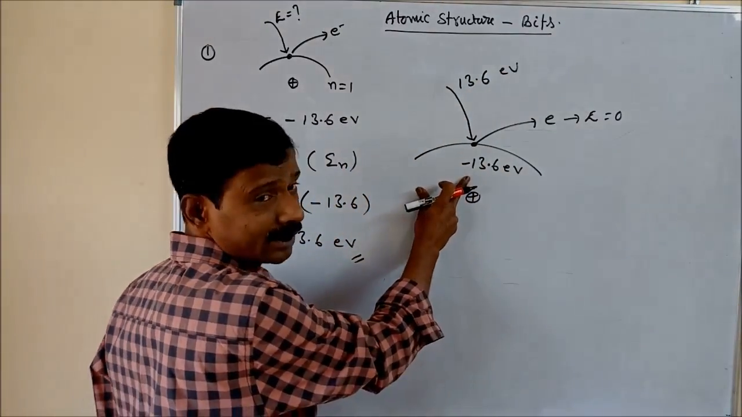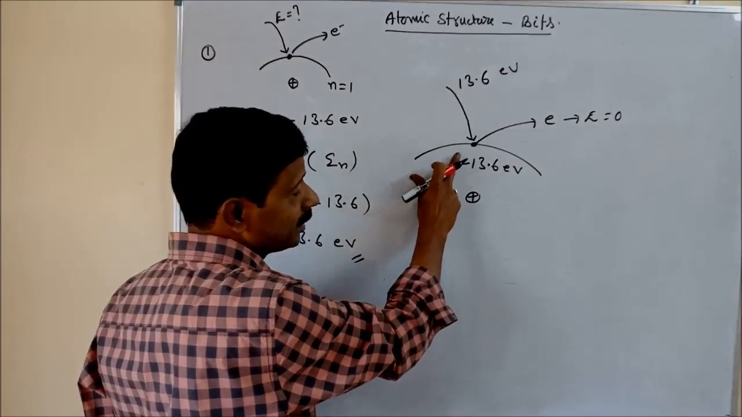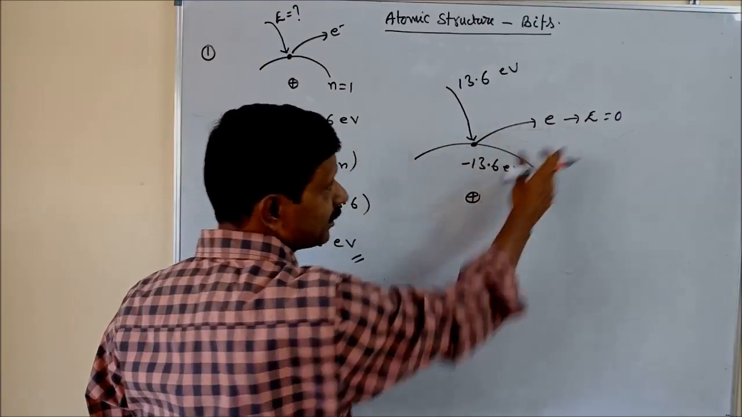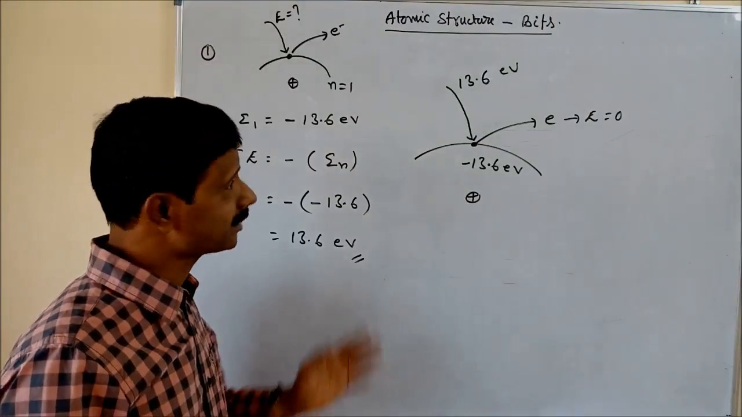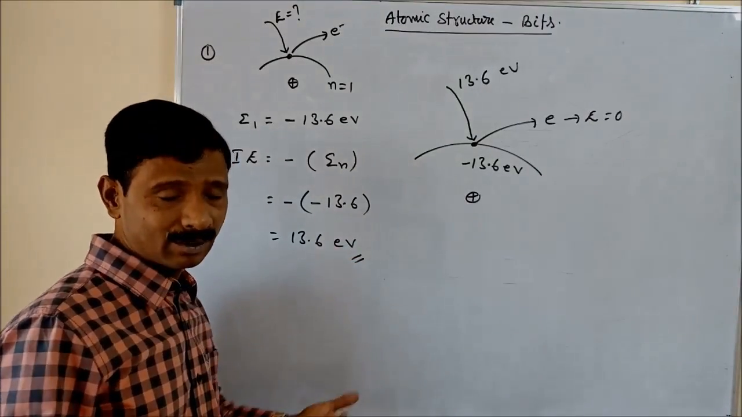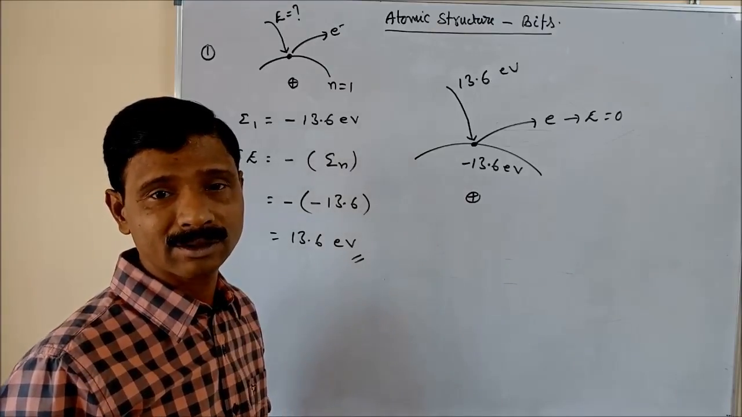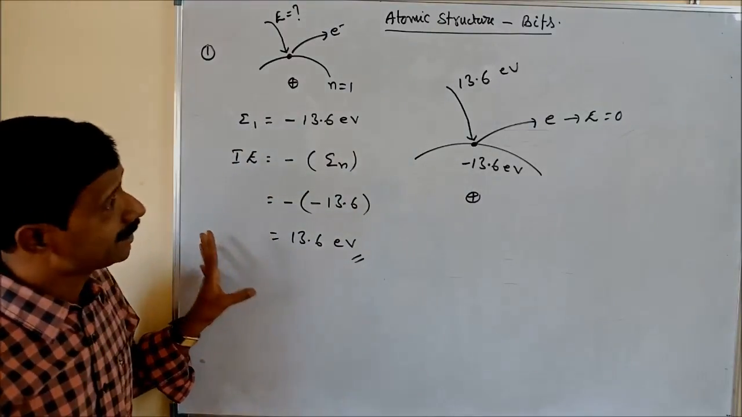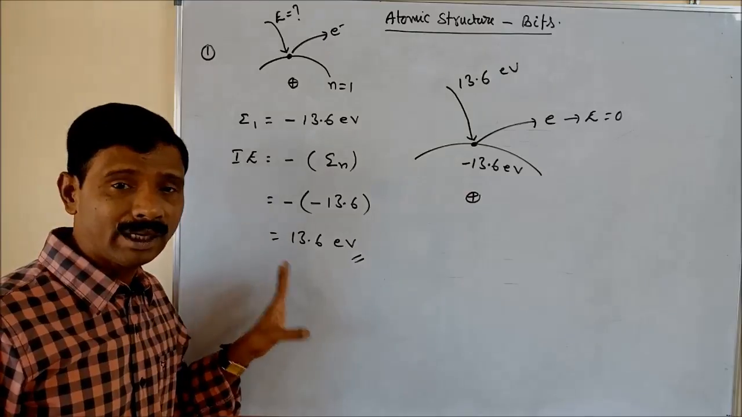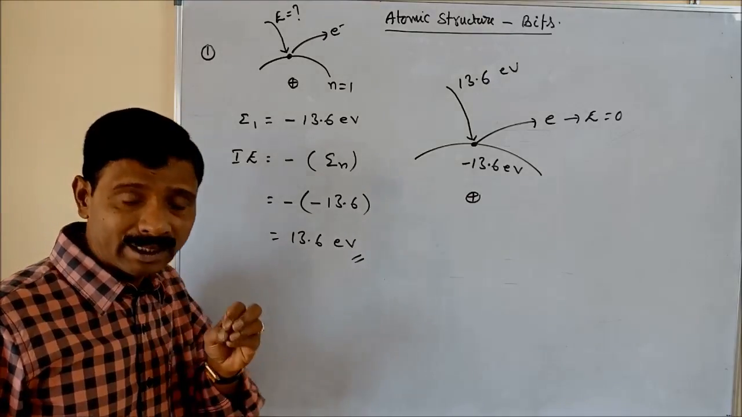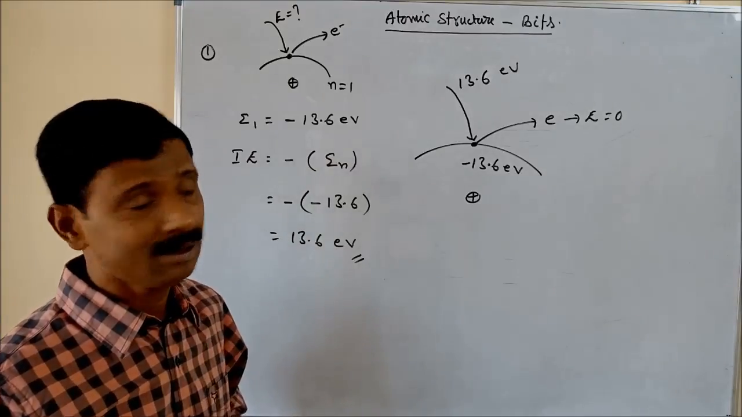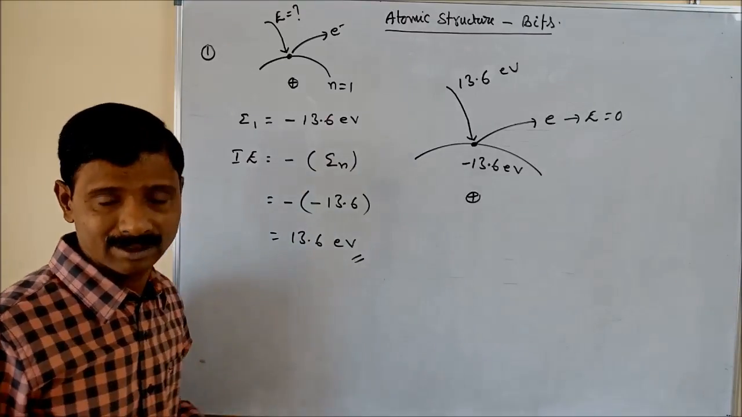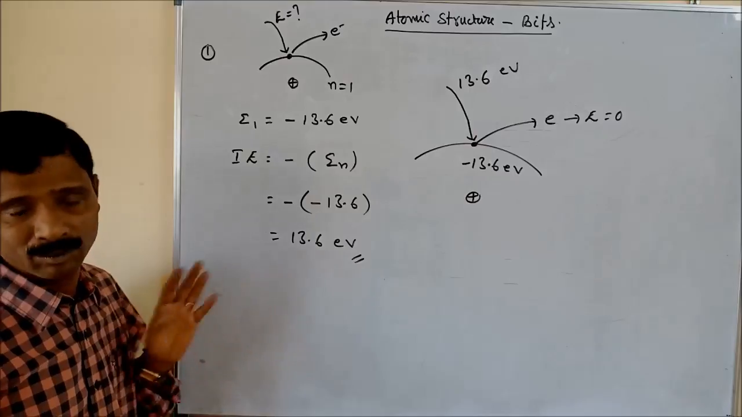So minus 13.6 plus 13.6, the total energy of the electron becomes 0. That is possible for a free electron. At that instant, we are definitely going to remove that electron from the particular orbit. This is the way you have to understand while calculating the energy required to remove an electron from a particular orbit. Okay, so this is one model.